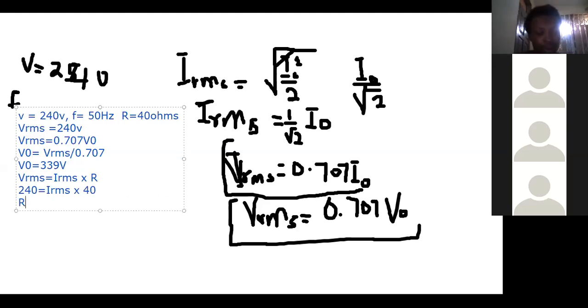What will be our IRMS? 6. That will be 6 ampere. So now we can find our peak current. Our peak current will be what? I naught is equal to 6 divided by 0.707.